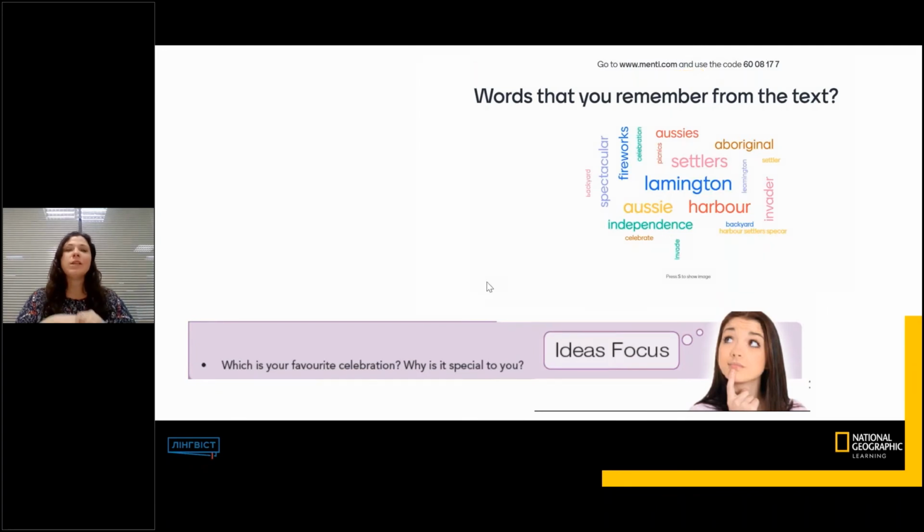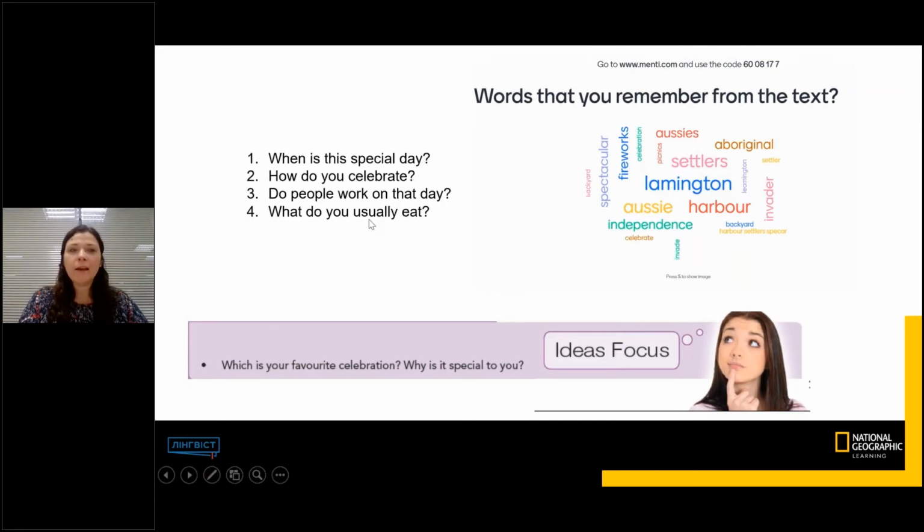So, which is your favorite celebration and why is it special to you? While thinking about this question, you can also refer to the plan that was from the titles of the paragraphs. When is this special day? How do you celebrate it? Do people work on that day? What do you usually eat? What do people celebrate and why is it special to you? It will be the last question, or maybe the first.